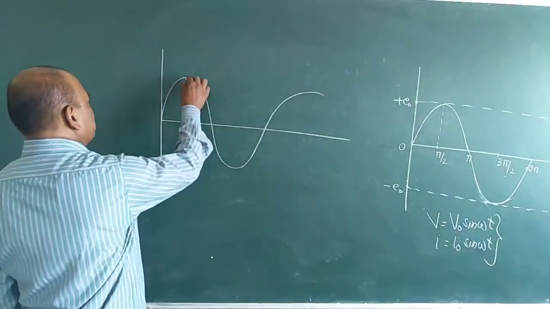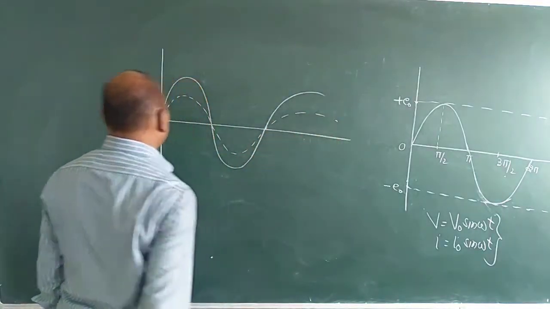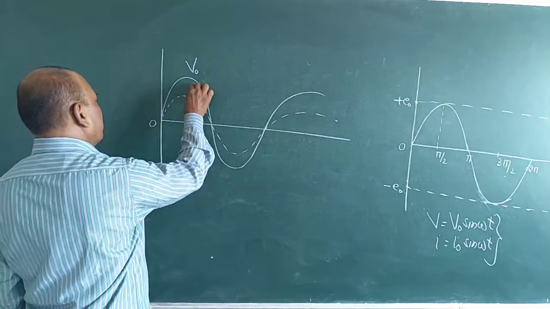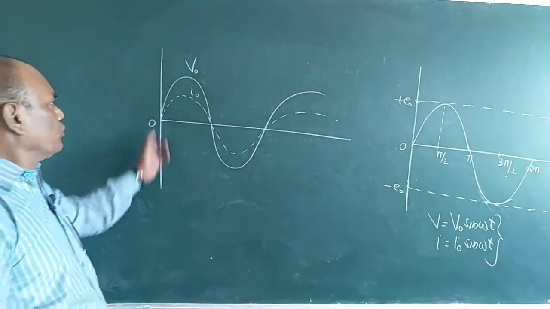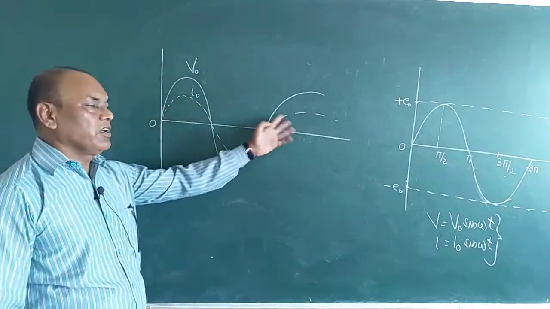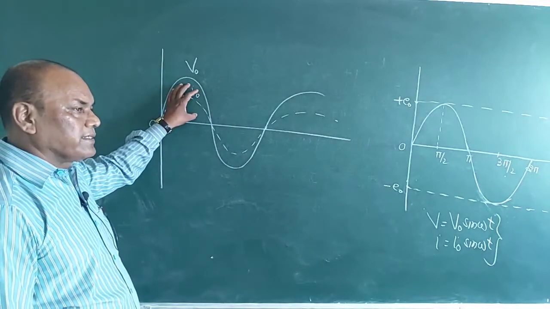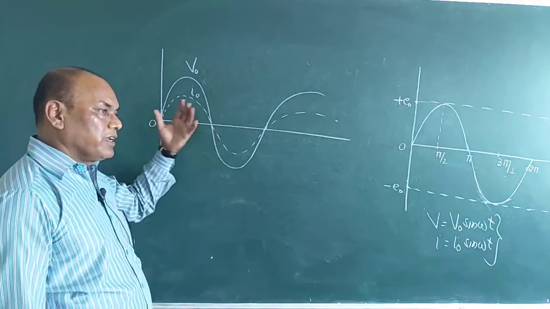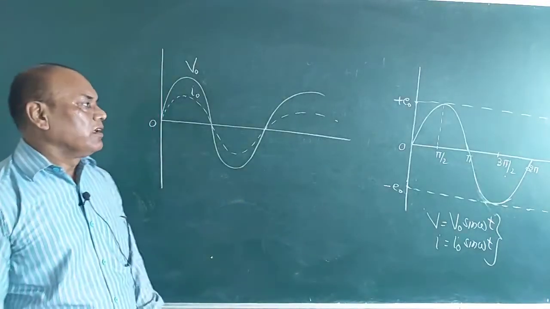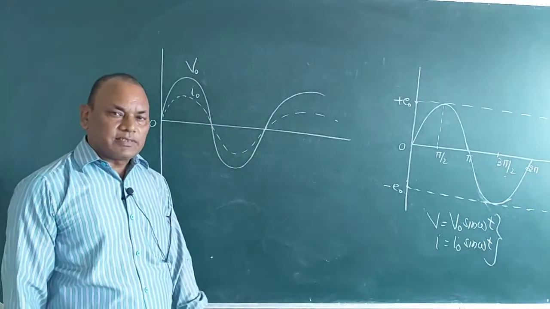Here, this is for voltage and this is for current. So this is for voltage, that is V0, and this is for current, that is I0. Both alternating voltage and alternating current have the same nature of their graphs. So we can say that alternating voltage is that voltage which repeats its previous magnitude and direction after a certain interval of time. So it has the property of a periodic function.